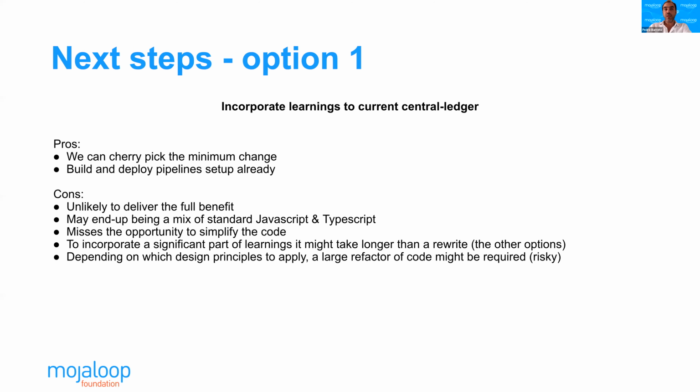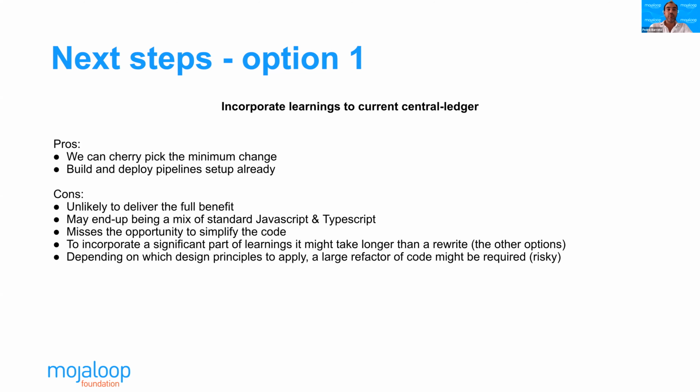So what are the next steps? In here, what we did was we designed options so that a decision can be made. Option one is to incorporate the learnings to the current central ledger, which means we don't fundamentally change the code. We just cherry pick what we need to improve, and we put that to the current code base.